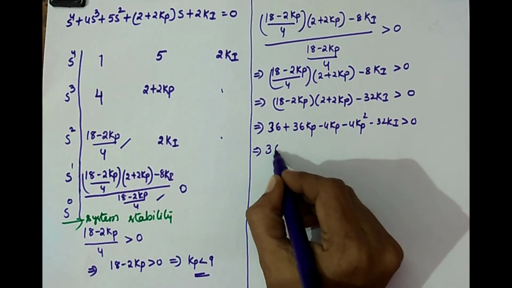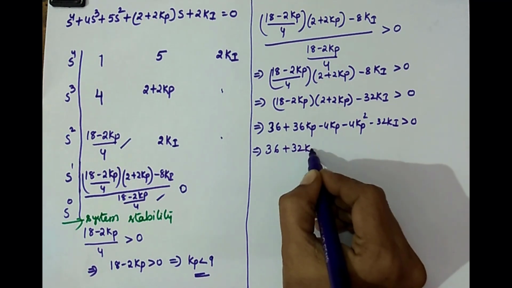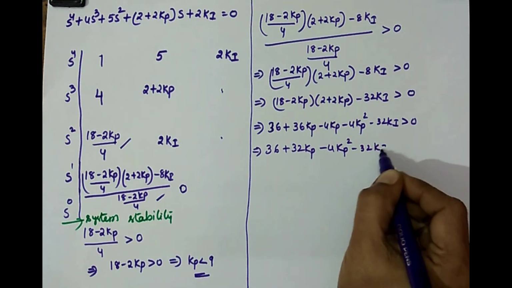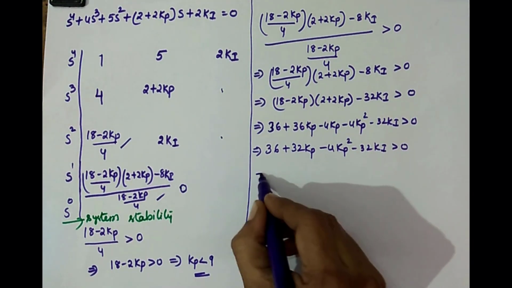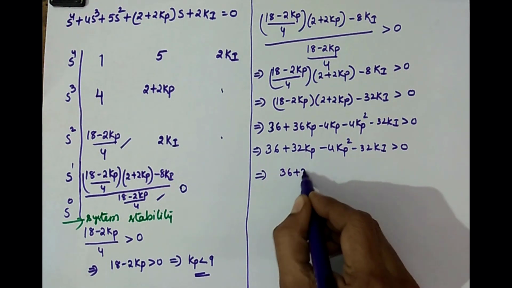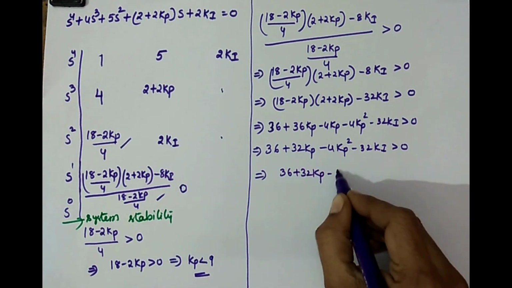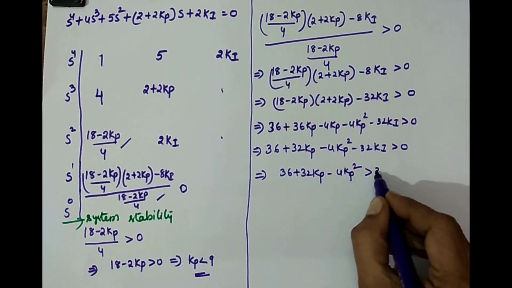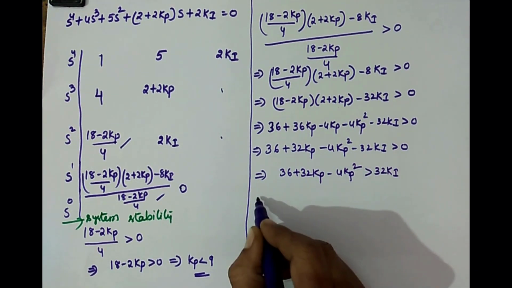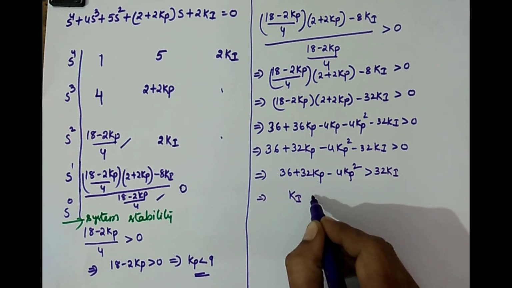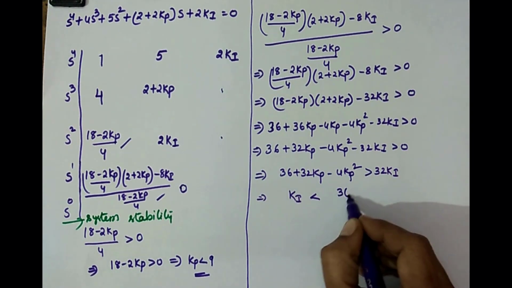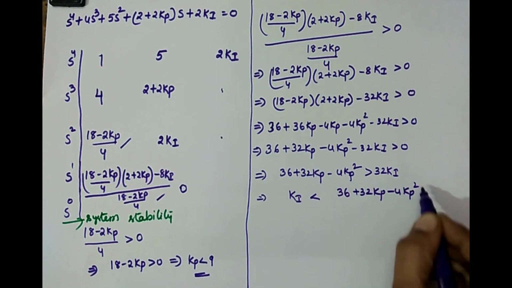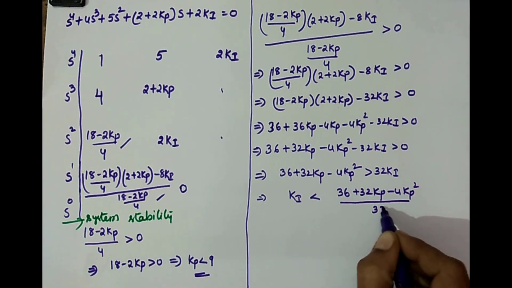If you do further analysis, 36 plus 32 Kp minus 4 Kp square minus 32 Ki is greater than 0. So 36 plus 32 Kp minus 4 Kp square must be greater than 32 Ki. That implies Ki is less than (36 plus 32 Kp minus 4 Kp square) by 32.